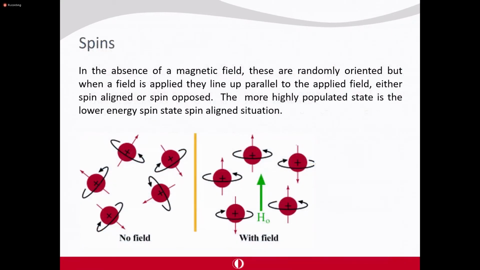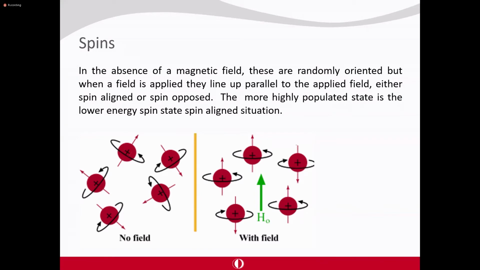So we talked about the property of the spins, and in the absence of a magnetic field, the spins in a sample are randomly oriented. But when a magnetic field is applied, they line up parallel to the applied field, and in that case, either the spin is aligned or spin opposed. The more highly populated state is the lower energy spin state, in the spin aligned situation.